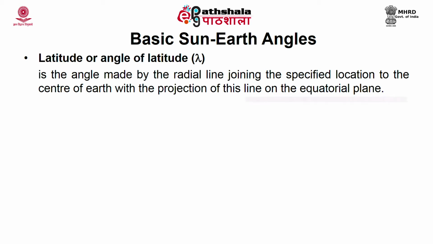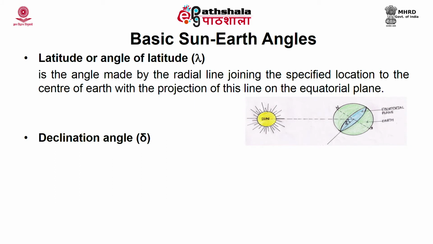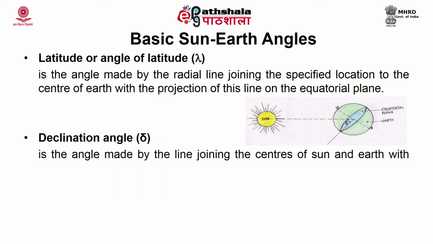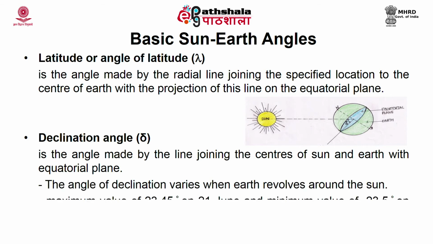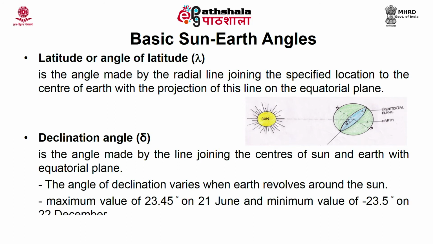Then the second angle is the declination angle, denoted as delta, and it is the angle made by the line joining the centers of the sun and earth with the equatorial plane. The angle of declination differs as the earth revolves around the sun. It has a maximum value of 23.45 degrees when the earth achieves a position in its orbit corresponding to 21st June, and a minimum value of minus 23.45 degrees when the earth is in the orbital position corresponding to 22nd December.